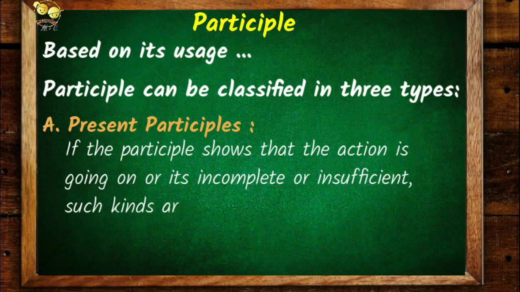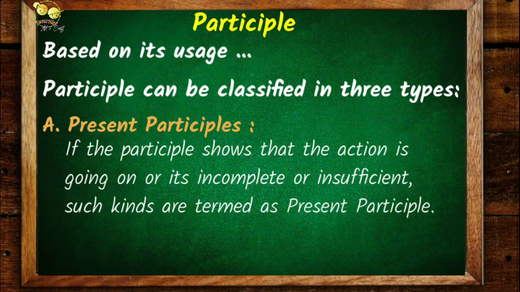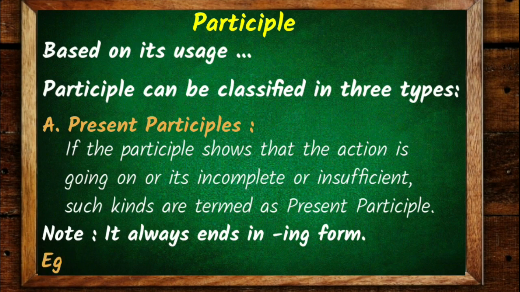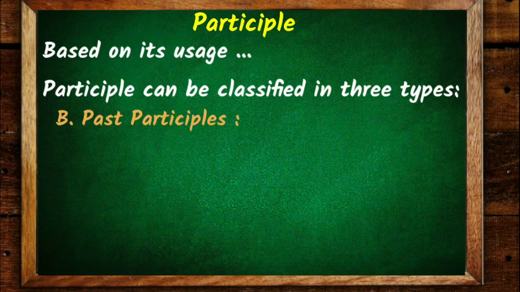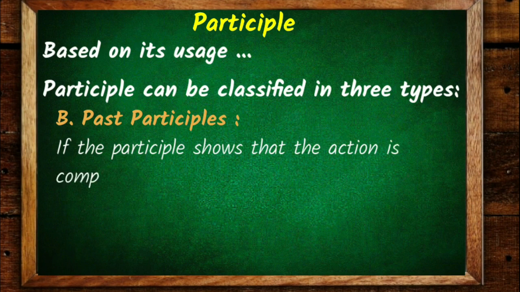Present participles: if the participle shows that the action is going on, or it's incomplete, it's a present participle. It always ends in the ing form. Duggu is playing football.